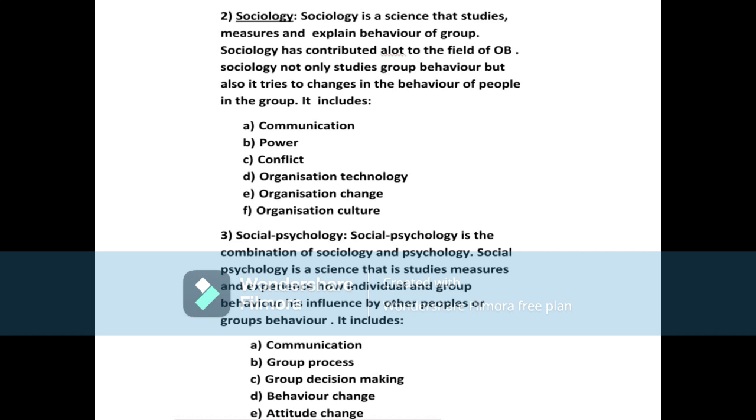All these can be studied under social psychology in different aspects: how individuals and groups behave, how they influence each other, how they influence decision making, and how they change their attitudes and behaviors. All these will be studied and they are integrated with OB.